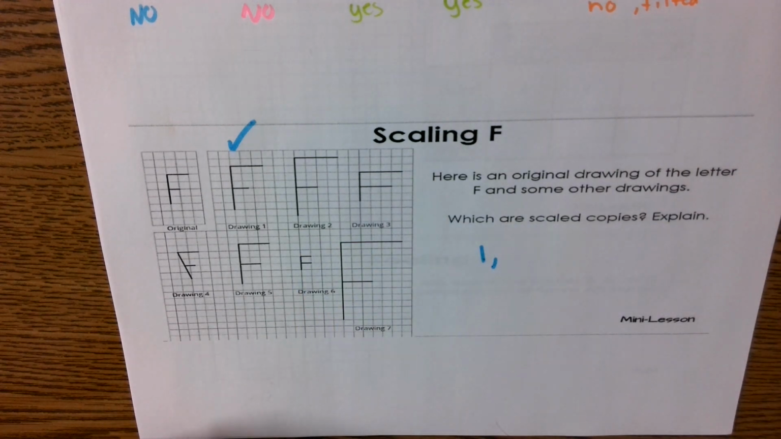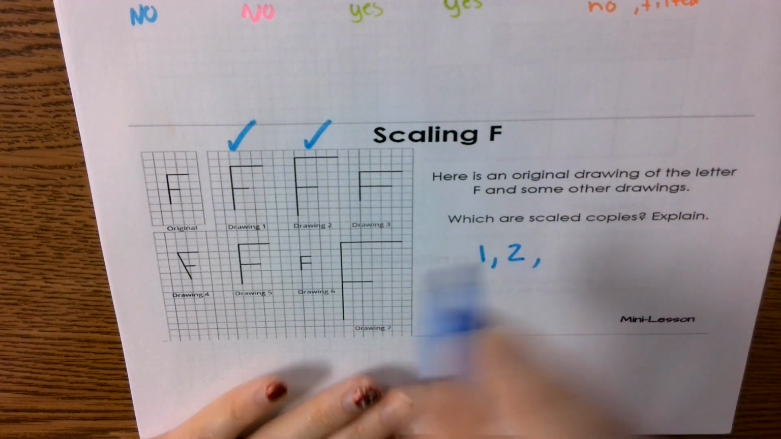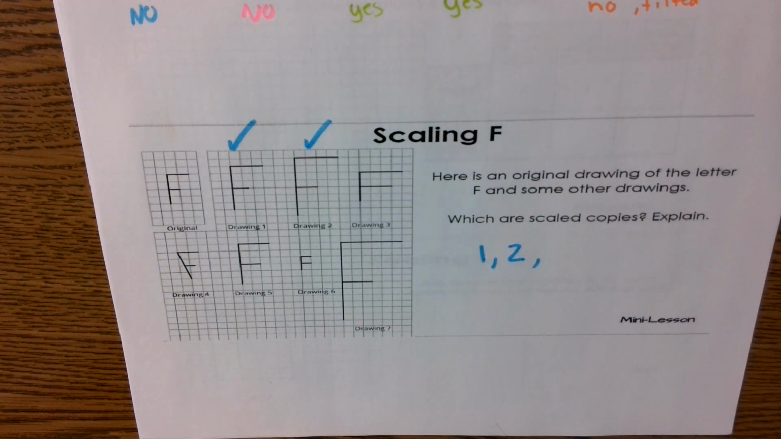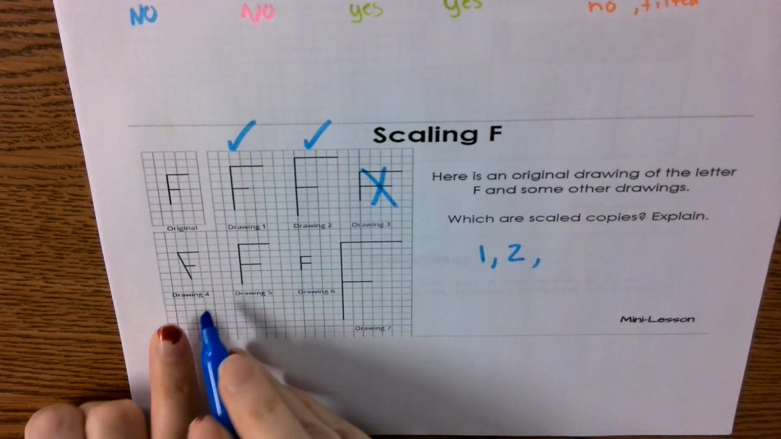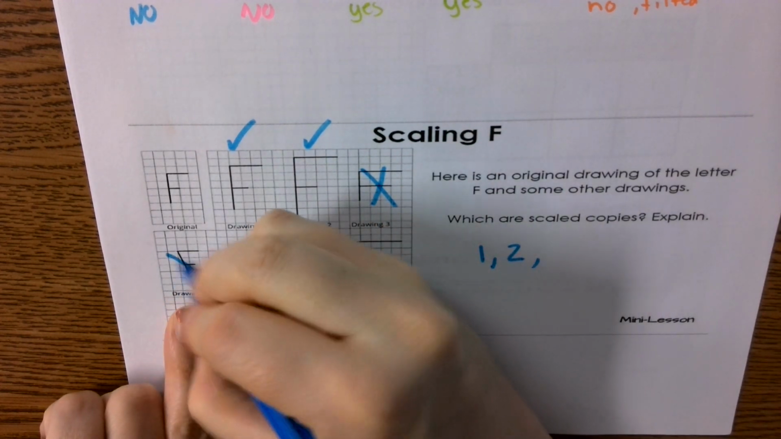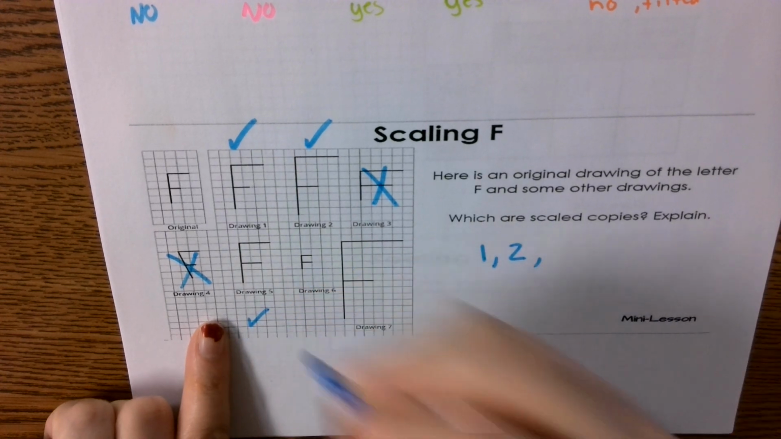What about drawing 2? Is drawing 2 a scaled copy? You think so? Okay, so we'll put a check mark there. What about drawing 3? Do we think drawing 3 is a scaled copy? No? Okay, yeah, too stretched, right? All right, what about 4? No, slanted. What about 5? Yes? Okay, we'll put a check mark there.